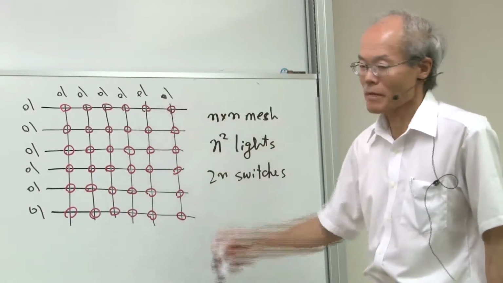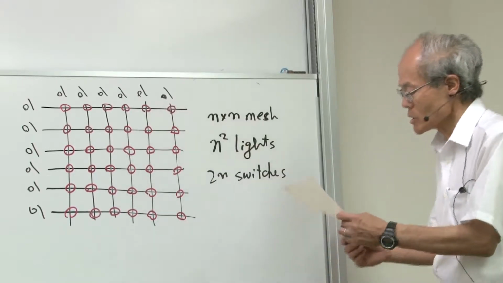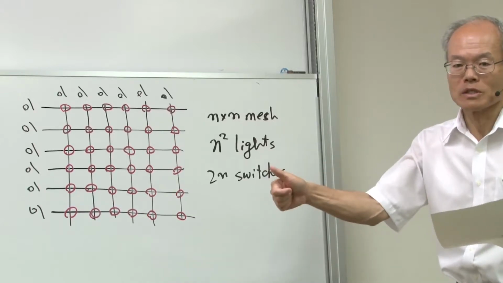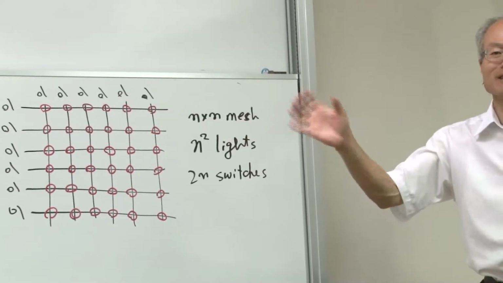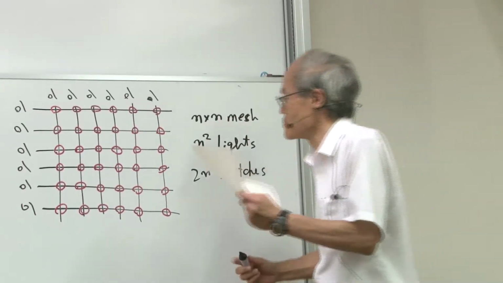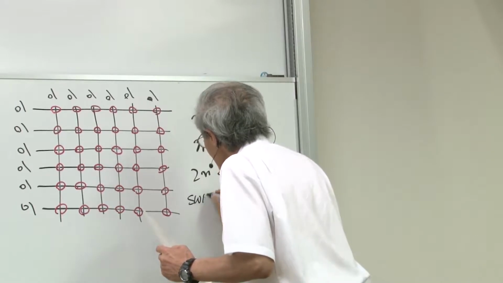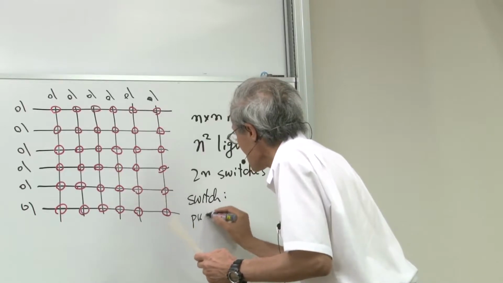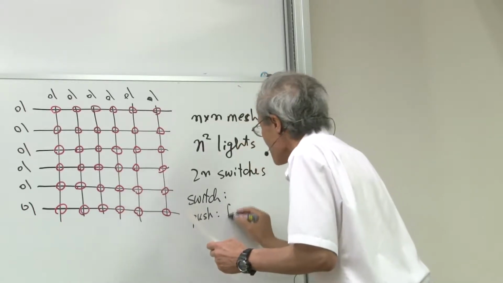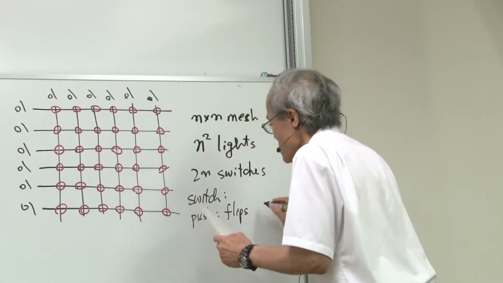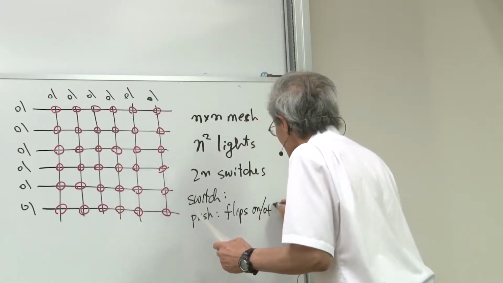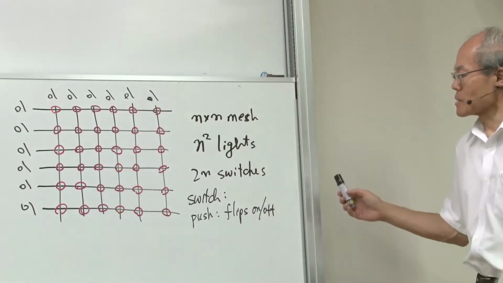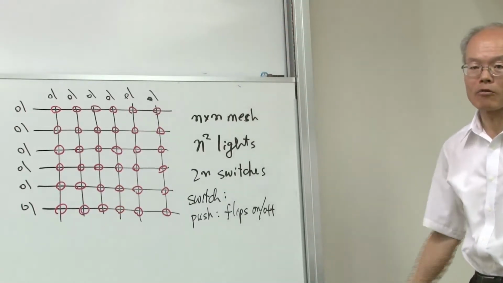You know, my drawing is bad. But the switch is a so-called push switch, an alternating switch. So each switch, if you push, flips on and off of that row or column.